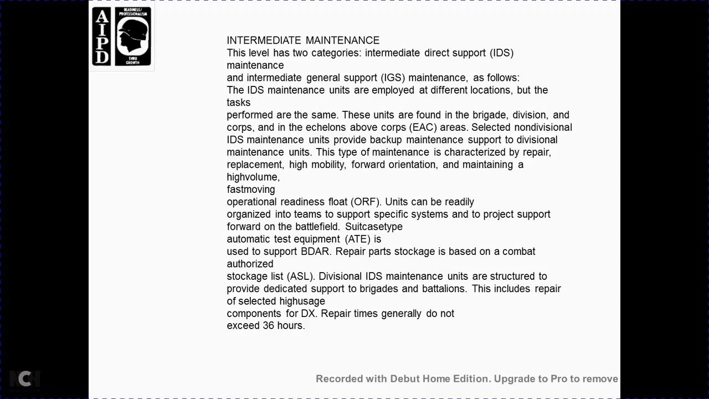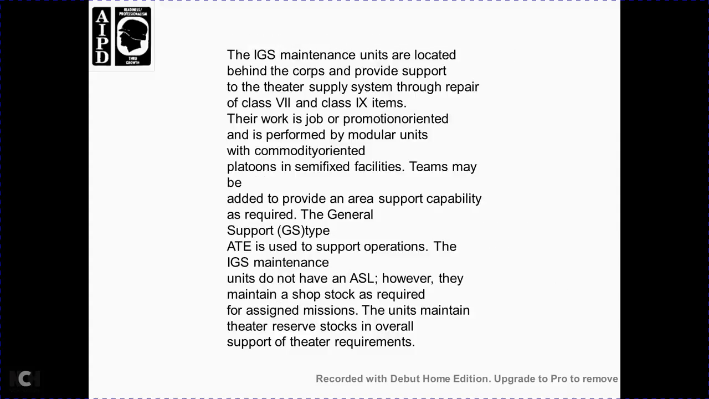Divisional intermediate direct support maintenance provides detailed support to the brigades and battalions, including the repair of selected high-use items with direct exchange. Repair times generally do not exceed 36 hours.